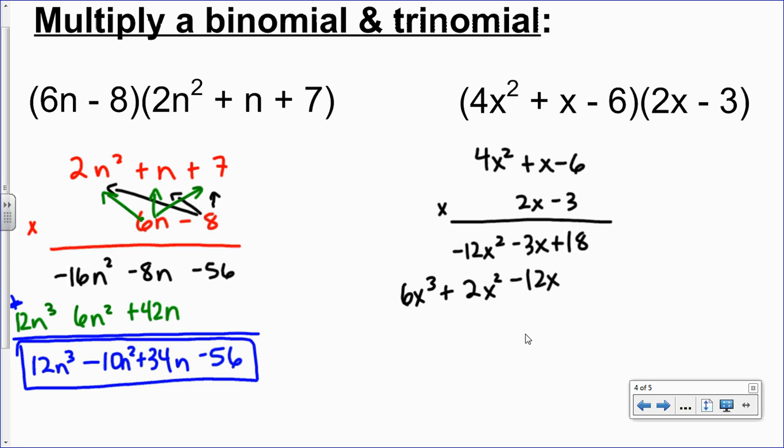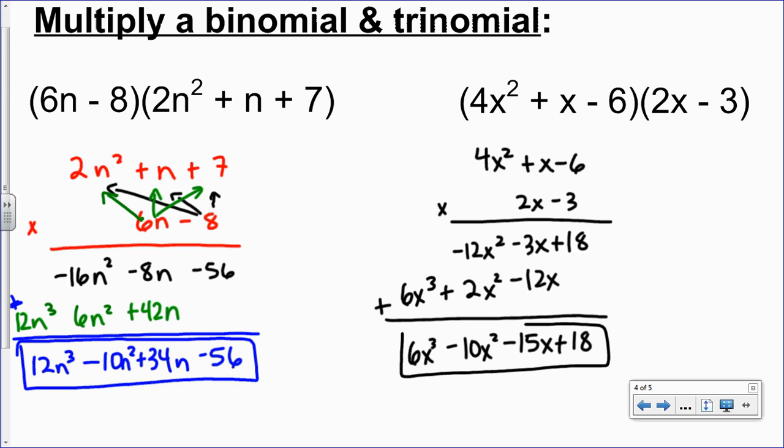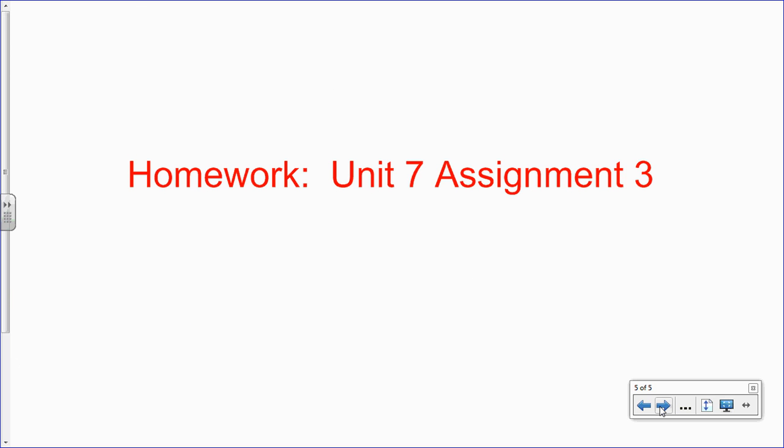So in between terms, if there's a minus sign, you can leave it, but if there's not, you need to put a plus sign. Okay, then add down 18. Negative 3x minus 12x, negative 3x plus negative 12x would be negative 15x. So I have to put a plus sign in between. Negative 12x squared plus 2x squared is negative 10x squared, and then 8x cubed. That finishes up multiplying. You can now do Unit 7, Assignment 3.